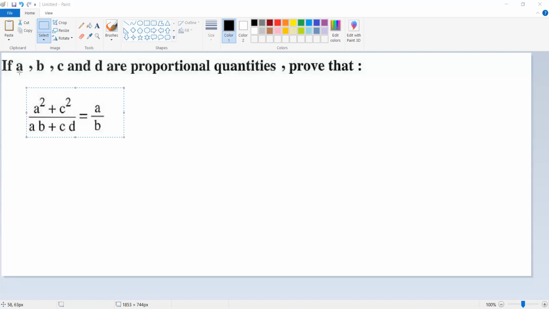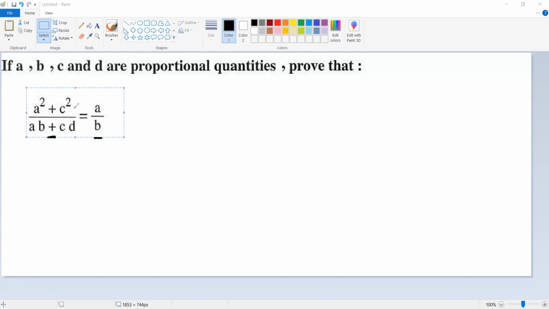Let's have a look at this example. If A, B, C, and D are proportional quantities, prove that A to the power of 2 plus C to the power of 2 over AB plus CD is equal to A over B. So let's take the right hand side and the left hand side. I want to prove them.